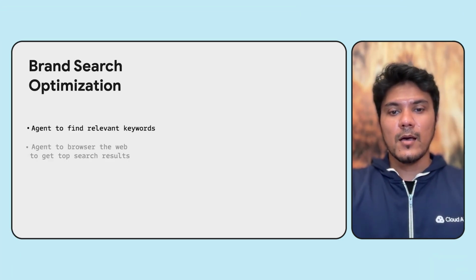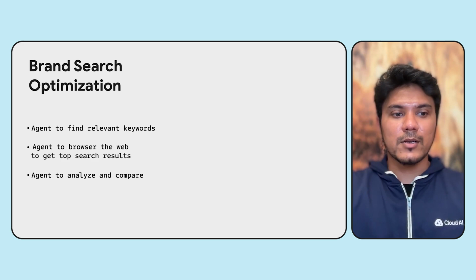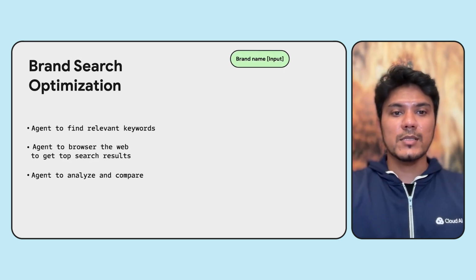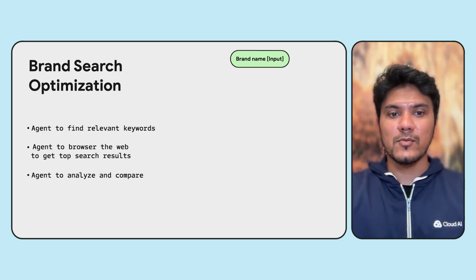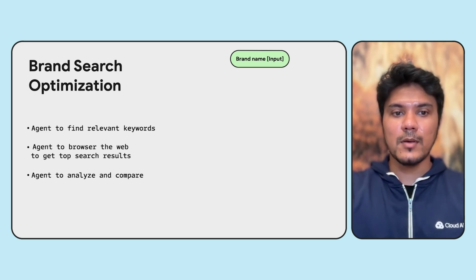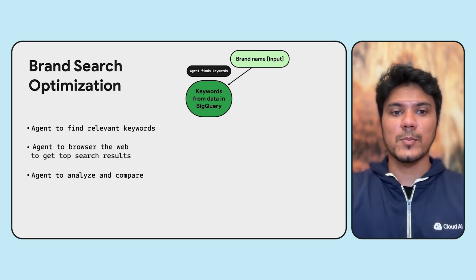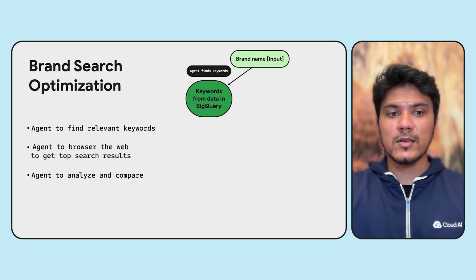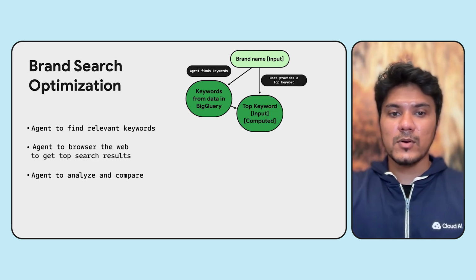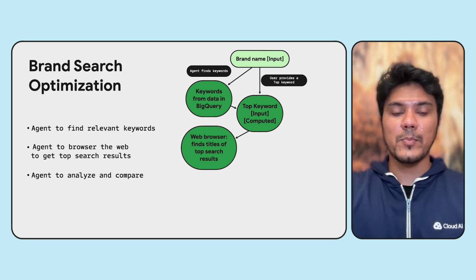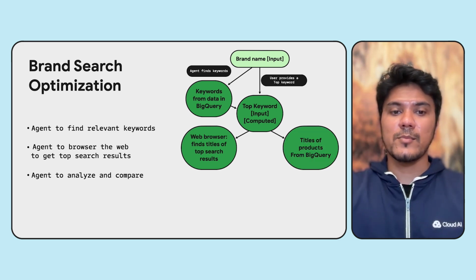So, talking about the flow, a search engine optimizer, particularly working with the brand, is concerned about showing their brands at the top of the search results for a set of keywords. So, in this workflow, given a brand name, what the agent does is it finds out the keywords based on the titles, description, and attributes from a BigQuery table. That's step one. And once it finds the keywords, it then uses the top keywords from the list and then uses a web browser agent to search for those keywords on the web. In this case, I'll be showing Google Shopping as an example and gets the titles of the top products from the web page and then compares them with the products and titles coming from BigQuery.